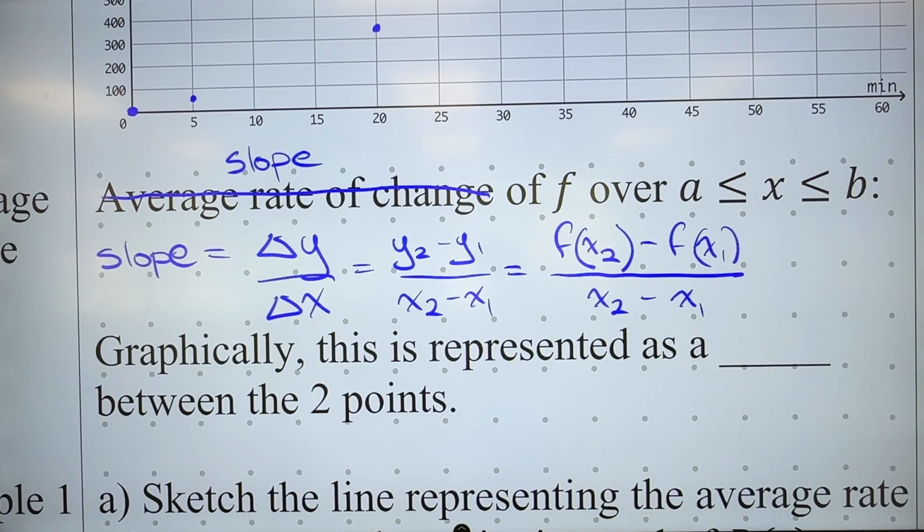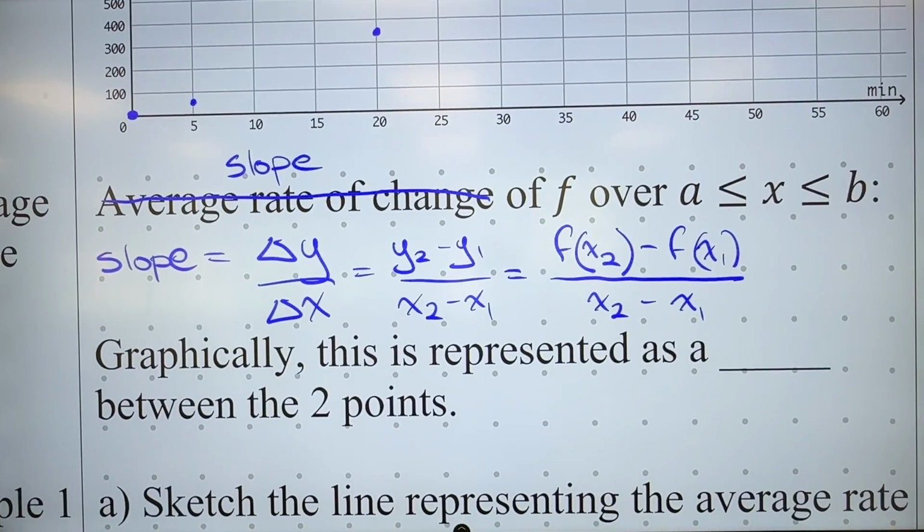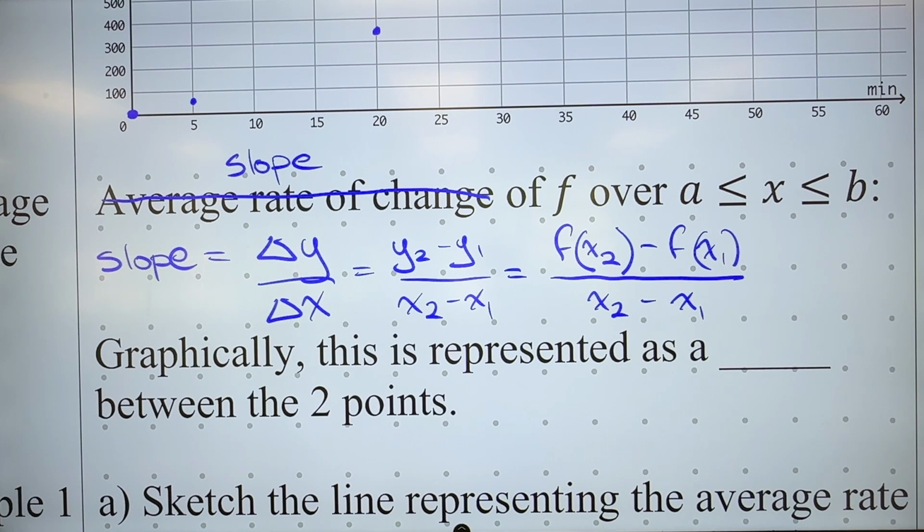And this is the other important bit in terms of the graphical interpretation. Graphically, if I just look up here, it's just represented as a line between 2 points. Just a simple line.